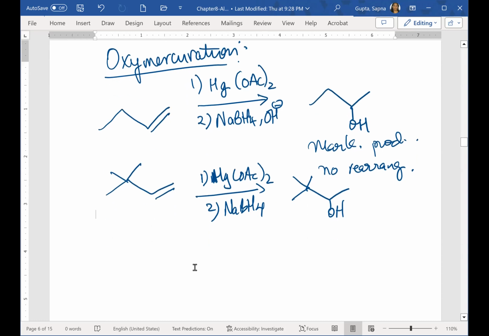So let's talk about the reagent for a second. First of all, there are two things that I have written over here, number 1 and number 2. Generally, when you do any kind of reaction, you have to have a reagent. That reagent is going to give you the product. The second part of any reaction is called the workup.